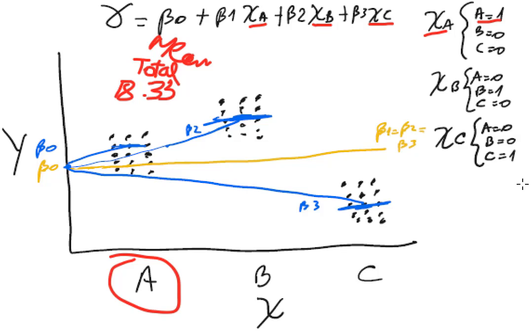So beta 1 will be the increase between beta 0, the total mean, and the mean of group A. So this increase from beta 0 to the mean of group A. So remember it was 20, so the increase will be 1.66.